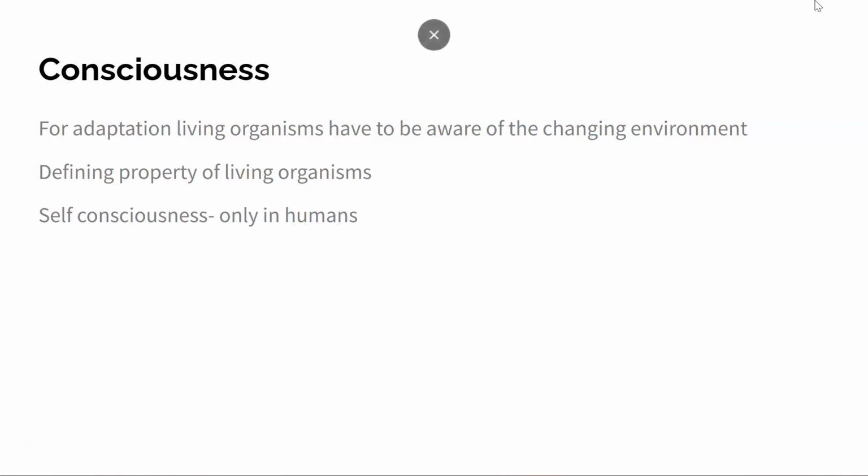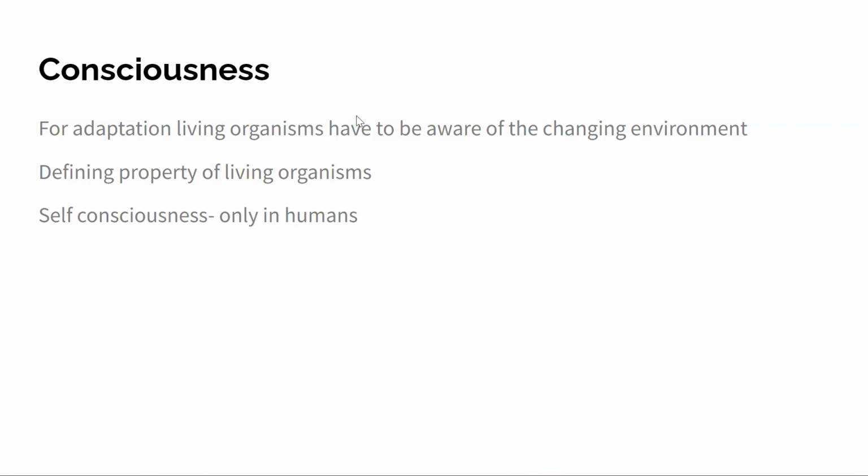Okay. Next, we will talk about consciousness. What is consciousness? For adaptation, living organisms have to be aware of the changing environment. This is a defining property of living organisms. So what is consciousness? Being aware of the environment. Anything happening in your surroundings, a person should be aware of it, and any organism should respond to it.